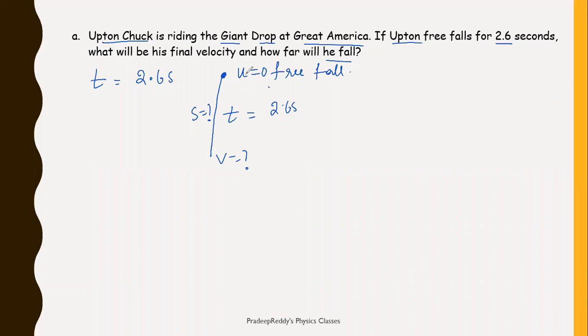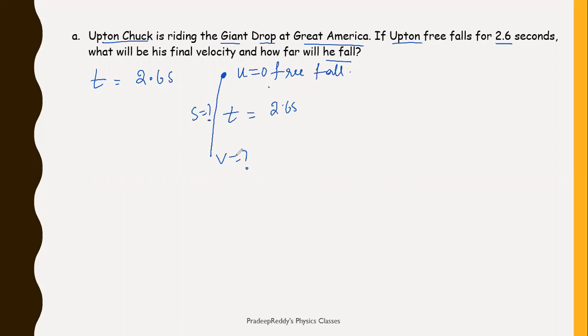As he is falling from rest, initial velocity is taken as 0 and he is falling down for a time of 2.6 seconds. Now during his journey, you should find out what is the final velocity and also how much distance he has fallen. So V and S you should calculate.